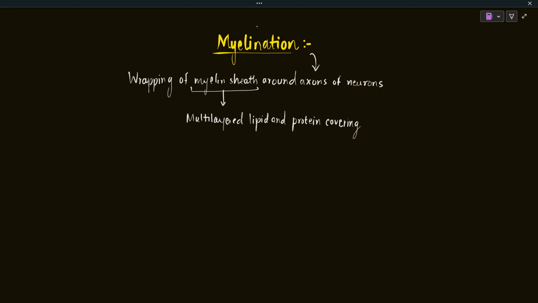This myelin sheath is produced by two glial cells, the Schwann cell and the oligodendrocytes. Okay, Schwann cell forms the myelin sheath around the axons that are found in the peripheral nervous system, while the oligodendrocytes form the myelin sheath around the axons of the neurons which are found in the central nervous system. Okay, this is the difference. We discussed this when we were discussing the glial cells. Today we will be discussing the details of myelination.